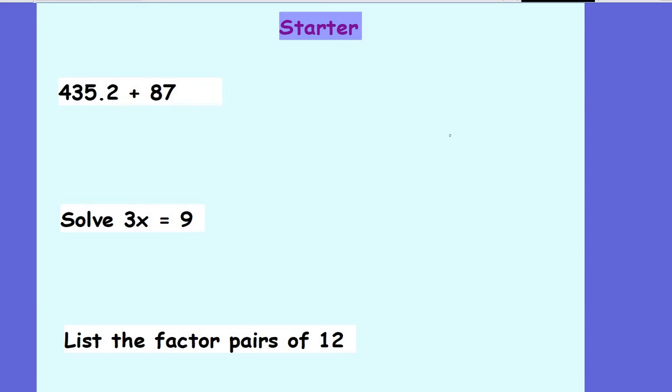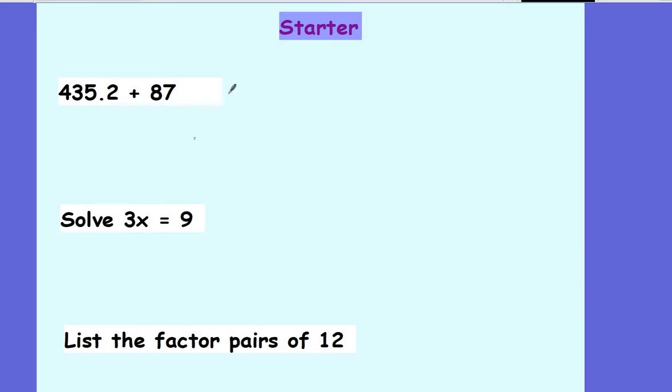Let's start off with a quick starter. Can you please add together for me 435.2 plus 87? Can you then solve the equation? If 3x equals 9, what does x equal? And finally, can you list the factor pairs of 12? Please pause the video and have a go at those and then rejoin me for the answers.